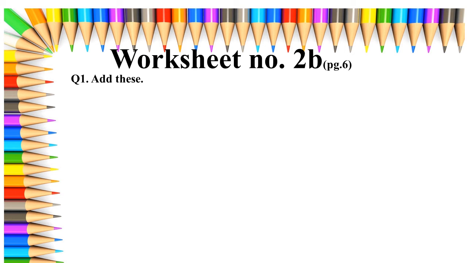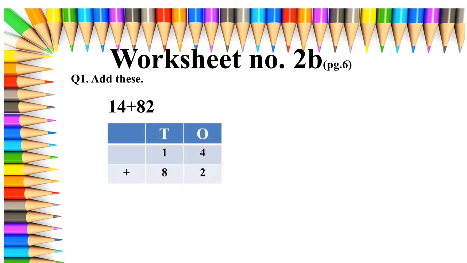Worksheet number 2b, and the question is add these. Let's do an example of commutative addition. 14 plus 82. We start our sum from ones column, and in ones column we have 4 ones plus 2 ones. So 4 plus 2 is equal to 6. After ones column we move towards tens column, and in this column we have 1 ten plus 8 tens. So 1 plus 8 is equal to 9.